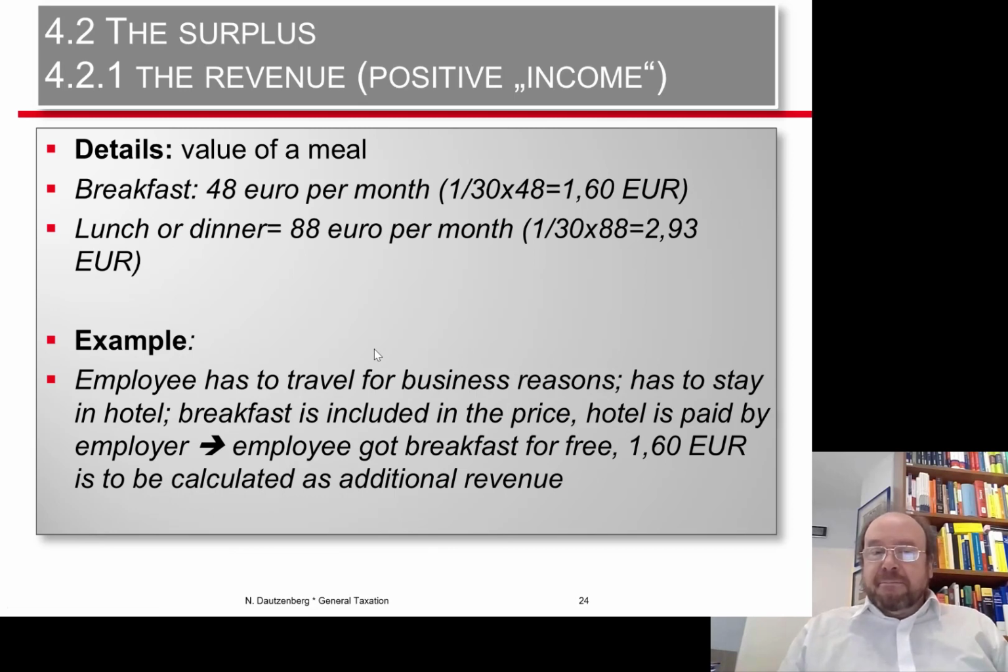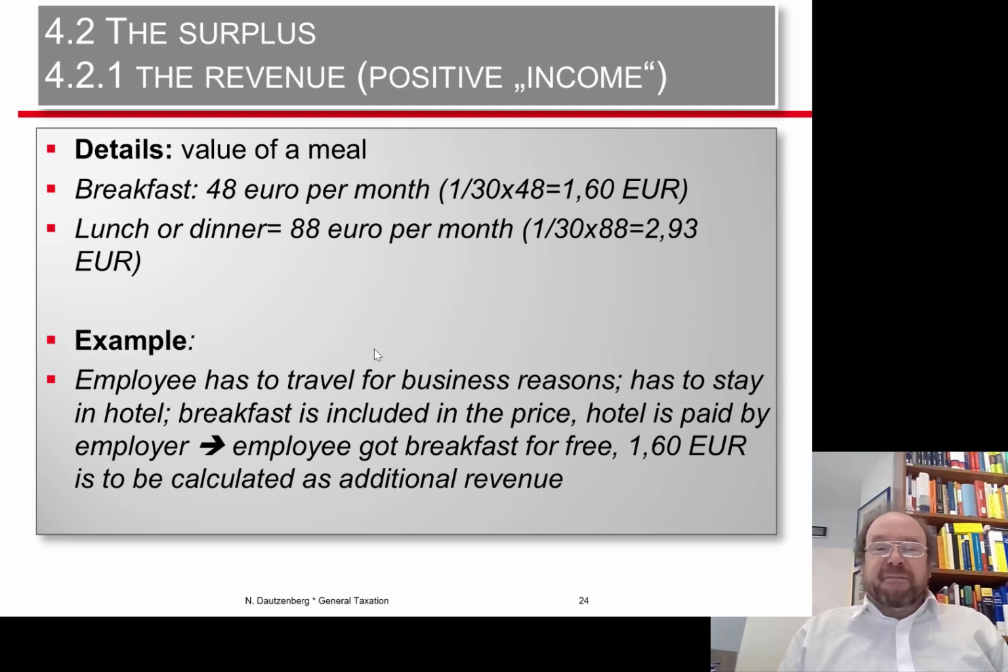Also, the value of a meal is standardized, because it would be an intolerable bureaucracy if you had to watch every employee in your cafeteria and write down which things that specific employee ate for free on that day. So if you offer your people a free meal, there are standard values for a meal, which are officially announced shortly before the beginning of a year. They are officially fixed by the fiscal administration.